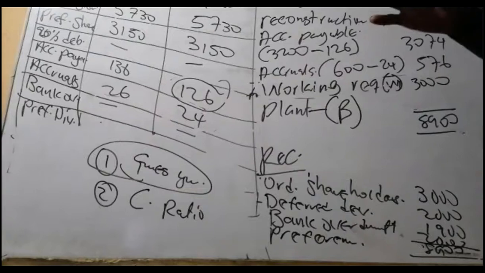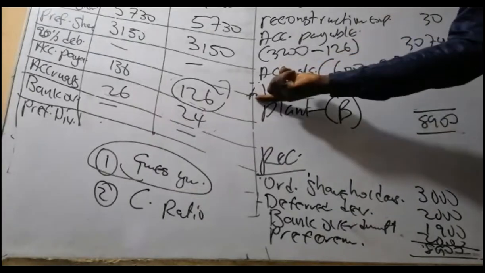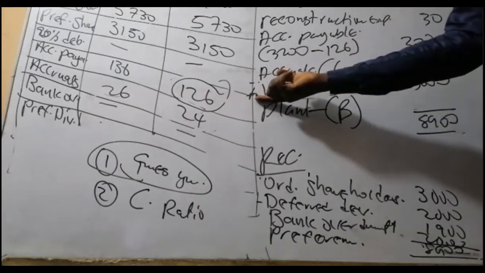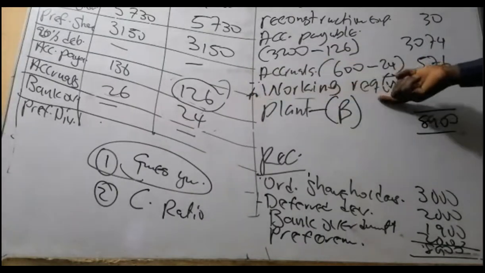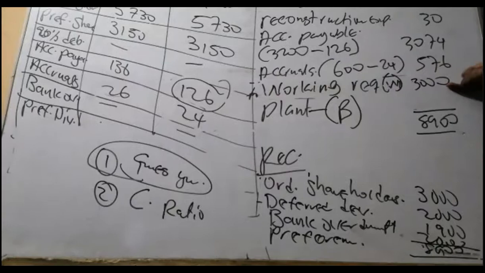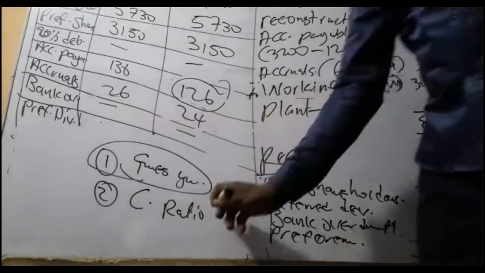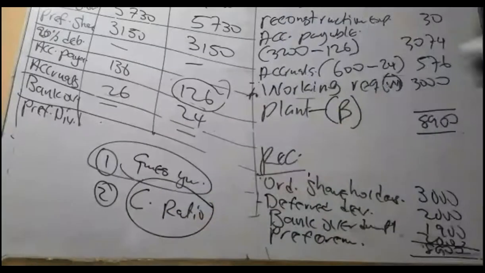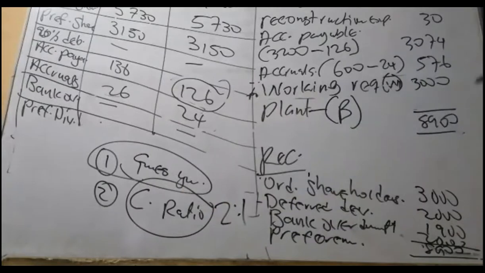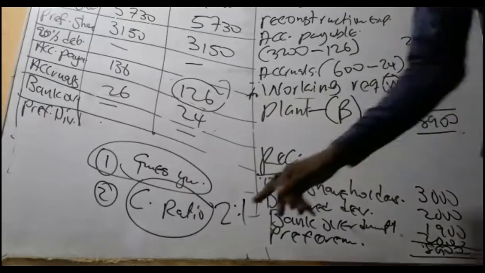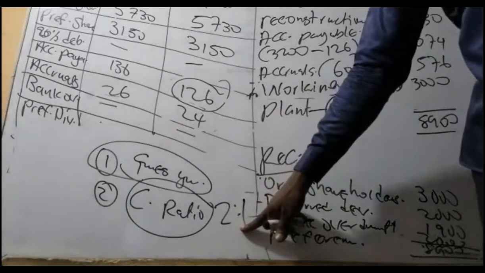Guess your own. It's compulsory. It must be among your workings. So you guess any figure at all. That's all. Then the second one is the challenging one: guess the ratio. Maybe current ratio must be 2:1. So that will be your guess, 2:1.